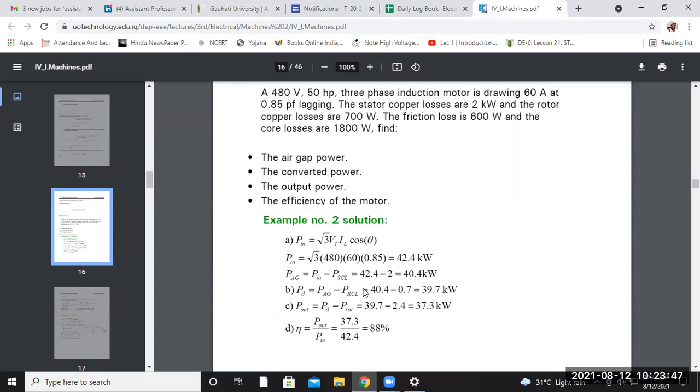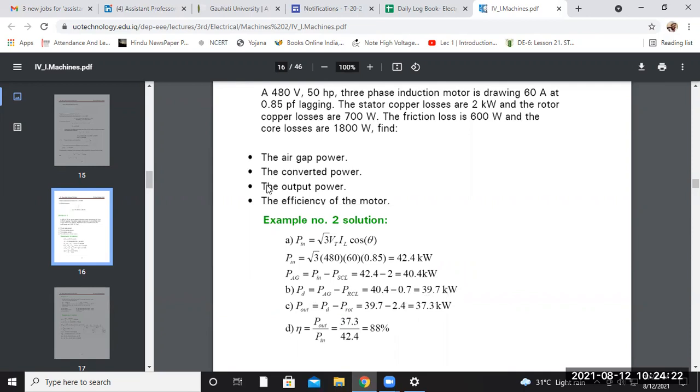The rotor copper loss is 700 watt. If you want to convert this 700 watt into kilowatt, you will get 0.7 kilowatt. Or, if you want to convert the air gap power, 40.4 kilowatt, into watt, you will get 40400 watt. So convert this 700 watt into kilowatt in this format, and you will get the converted power output.